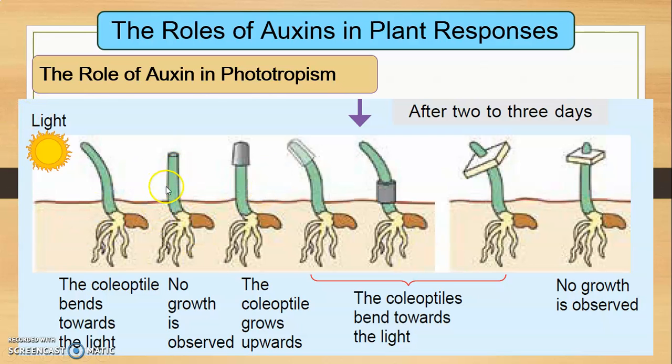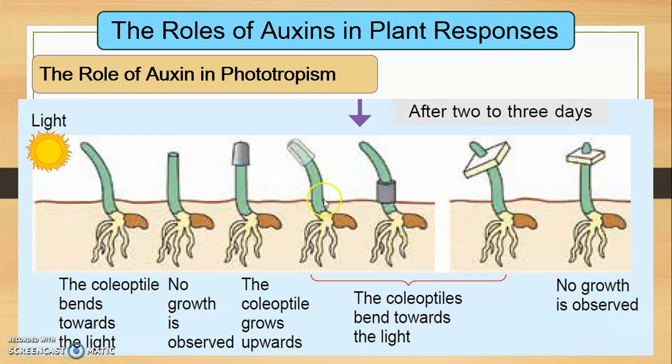Okay, for the second one, no growth is observed. Why is no growth observed? Because the tip is cut off. When the tip is cut off, there is no more auxin in the coleoptile, so no growth occurs. And the third one, the coleoptile grows upwards. Why does the coleoptile grow upwards? Because the auxin distribution here is uniform. Because the light cannot pass through the opaque object, so the auxin will not move to the shaded side.